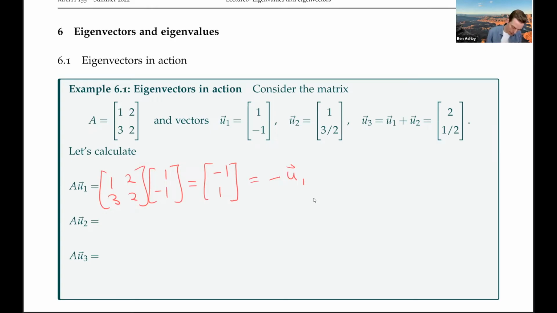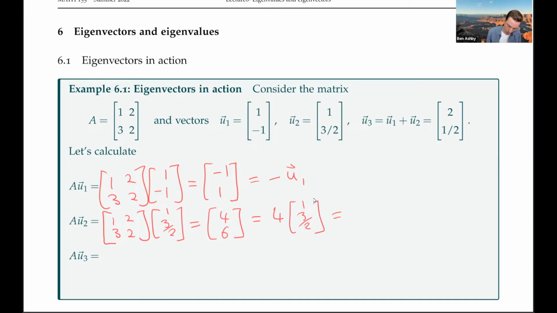Okay, that's kind of interesting. What about if we do A times U2? We've got [1, 2; 3, 2] again, and here we've got (1, 3/2). If we calculate this, we end up with (4, 6), which we can also write as 4 times (1, 3/2), which is 4 times U2. So A times U2 is equal to 4 times U2. That's, again, quite interesting.